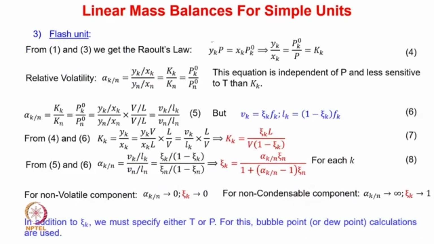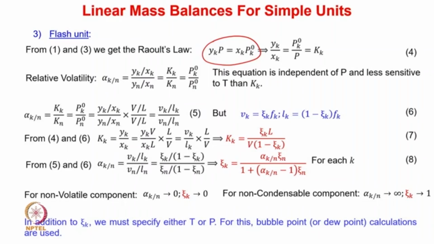So this particular equation is nothing but what? This particular equation is nothing but the Raoult's law, isn't it? So mole fraction of the kth component in the vapor multiplied by the pressure, is equals to xk, which is nothing but the mole fraction of the kth component in the liquid multiplied by vapor pressure, isn't it? So yk into total pressure is given as xk into vapor pressure pk naught. That is what the Raoult's law is.